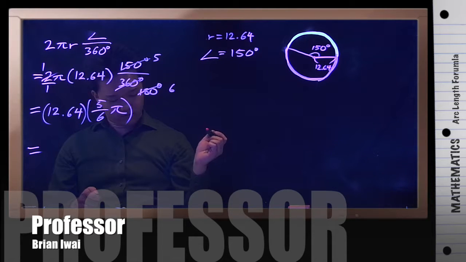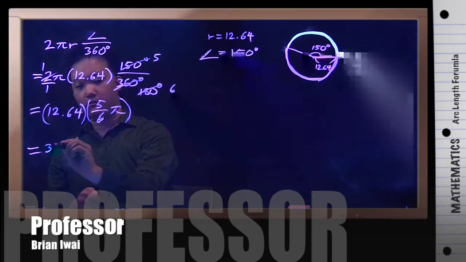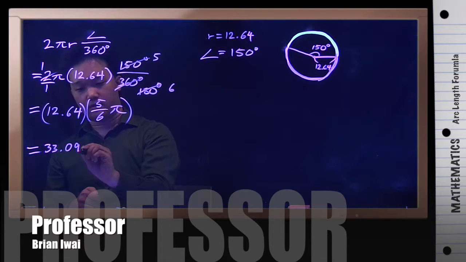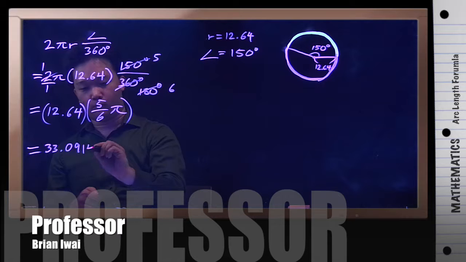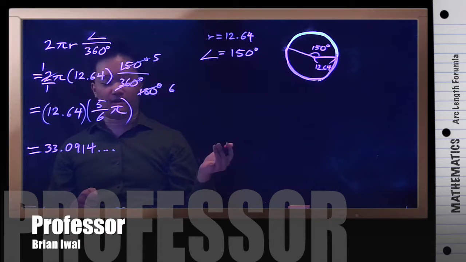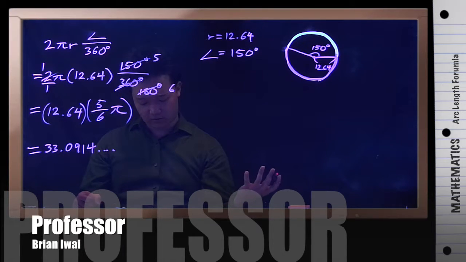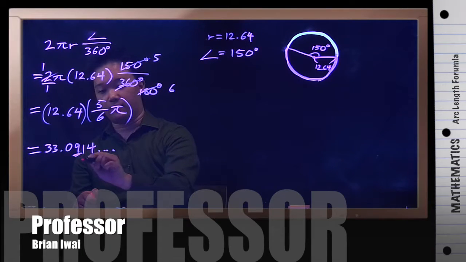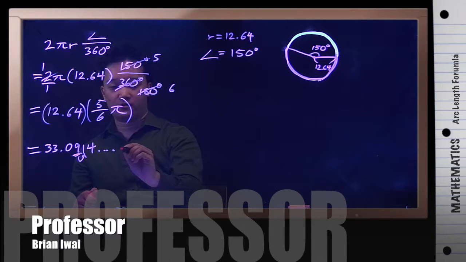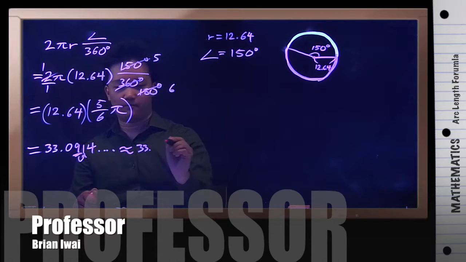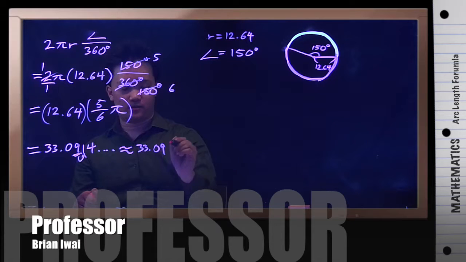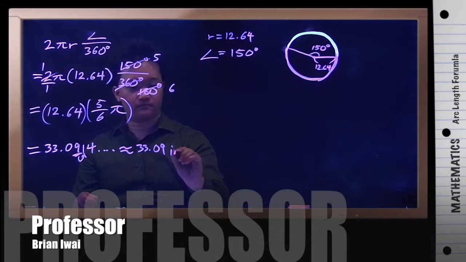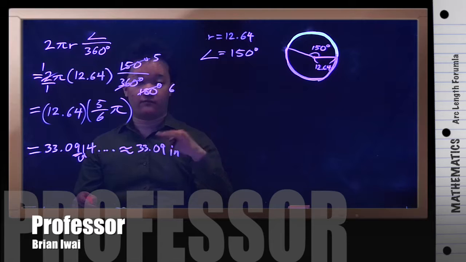and if you do that math, you get an answer of 33.0914 and some numbers after that. But because the question is saying to round to the nearest hundredth, the hundredth would be this 9, but you look to the one to the right of that, the 1, which is less than 5. So if you round to the nearest hundredth, it's going to be 33.09 inches. Now that's the one way to solve it.